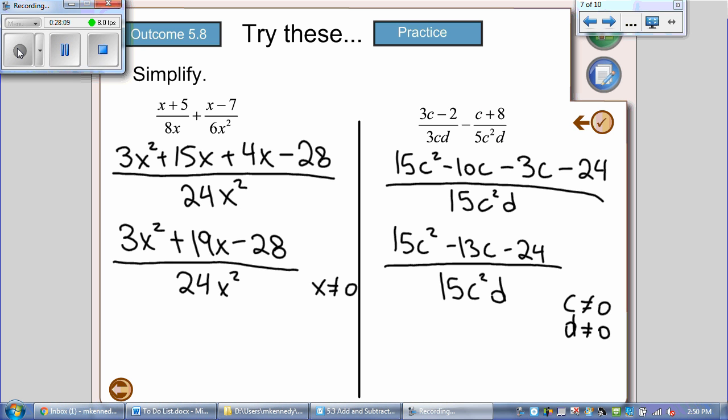The next one, pretty easy actually. Our common denominator is going to be 15c squared d. So the second one only actually needs to be multiplied by 3. It's really nice. And this one has to be multiplied by 5c. Pretty easy.